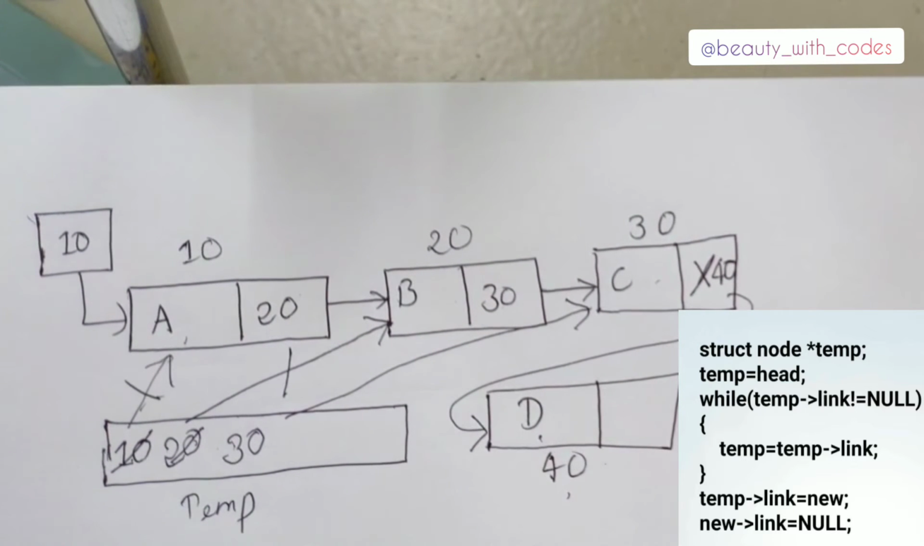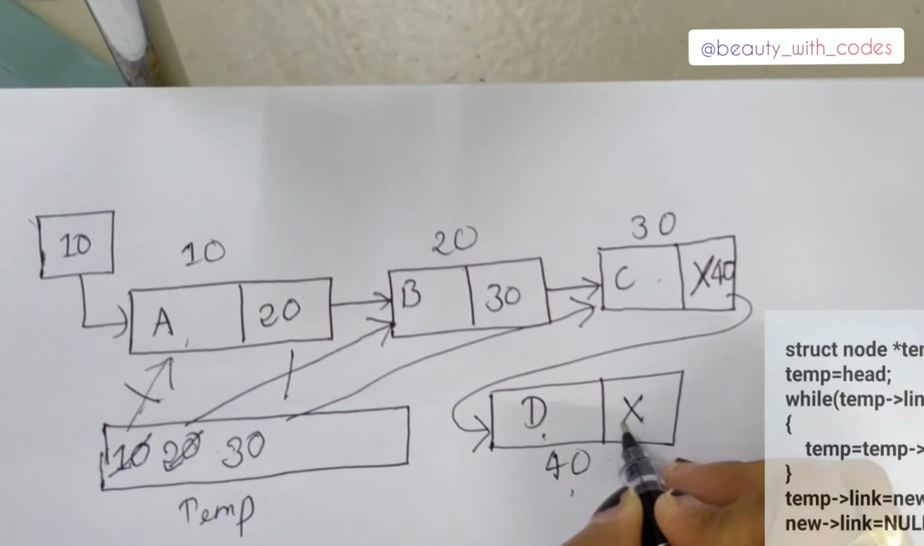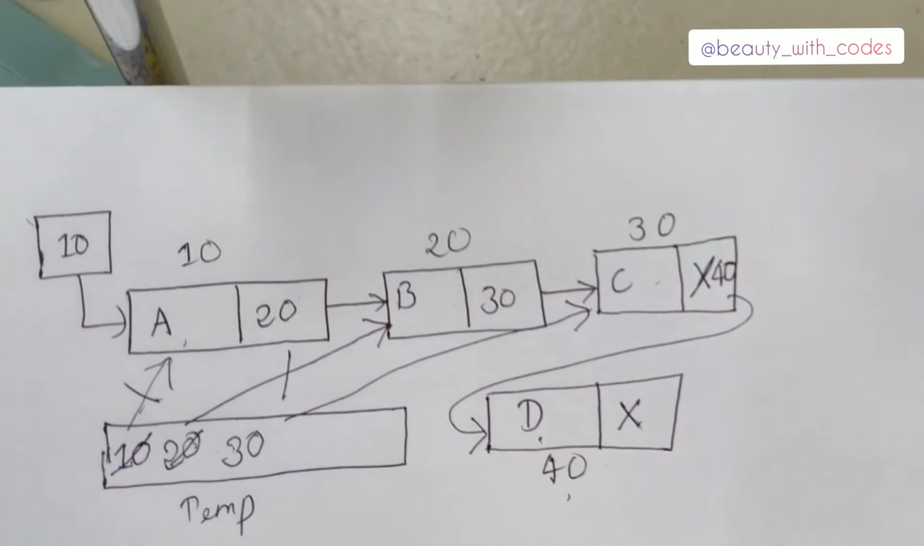Fine, but now what about D? To whom will D point? Since D is the last node, it is not going to point anywhere. It means it is going to point to null. So in this way we could insert D at the end.